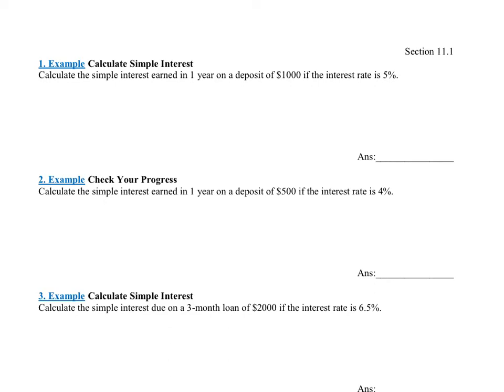Okay, let's look at our first example. It says calculate the simple interest. So they want the simple interest, and we know the simple interest to be I. Earned on a 1 year. 1 year tells me the time is 1 year. T equals 1. And it is in annual, so we've got to make sure our interest rate is annual.